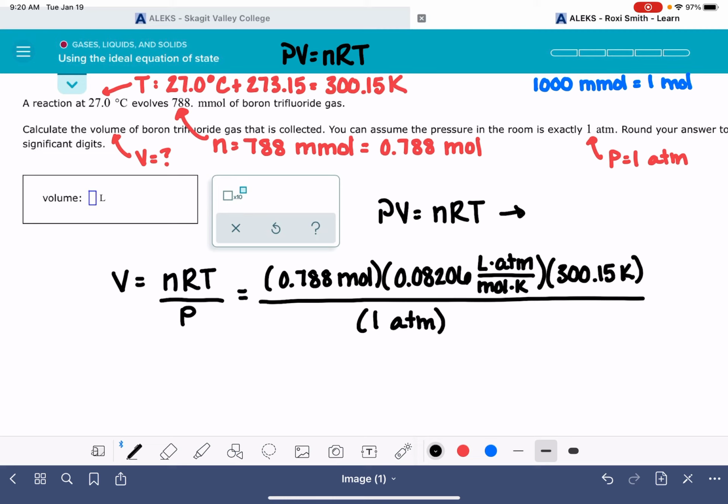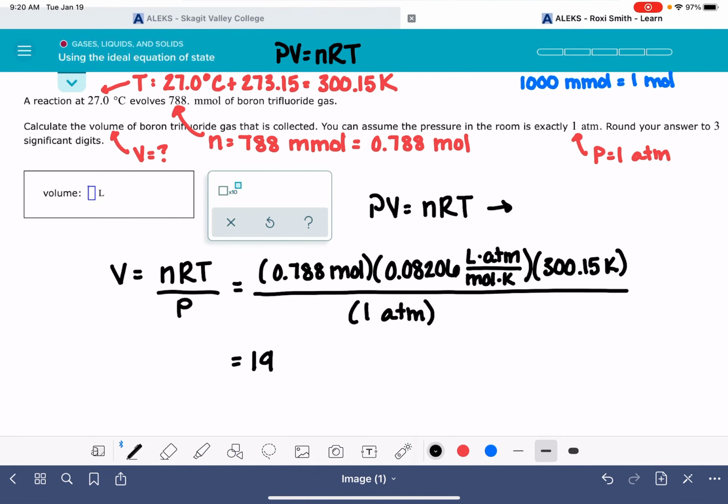And you can just double check to make sure that your units are canceling out correctly. This is just a way of making sure that you've got this problem set up correct. When we plug all of this into our calculator, we get an answer to, ALEKS wants 3 significant figures, 19.4 in units of liters.